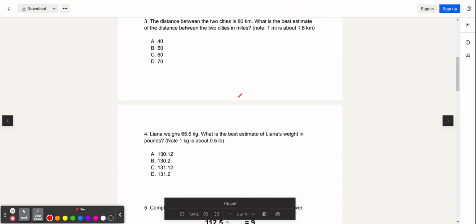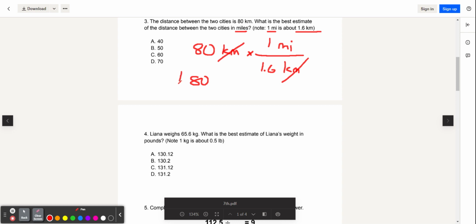C. The distance between the two cities is 80 kilometers. What is the best estimate of the distance between two cities in miles? And we get a conversion, 1 mile to 1.6 kilometers. So we have 80 kilometers times our conversion, which is 1.6 kilometers for every 1 mile. The units cancel out, leaving us with miles, which is what we want. All we need to do is divide 80 by 16.